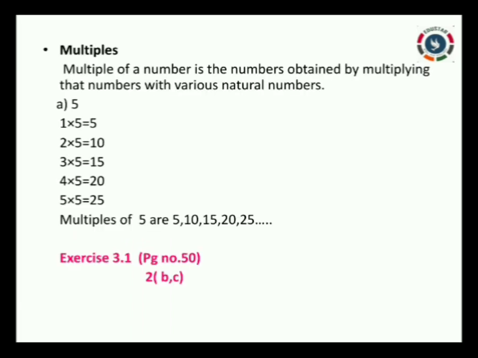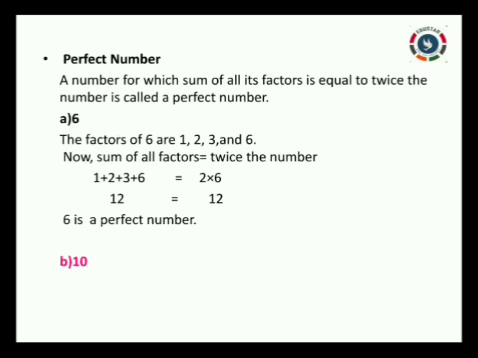Next concept is multiples. Write the definition of multiples, then write a sum. After completing this, take your book page number 50, exercise 3.1. In the second Roman letter, you have to solve B and C sum. Next one is perfect number. Write this concept, then write a sum. Check whether 6 is a perfect number or not. After completing the sum, you have to find the answer for B sum.